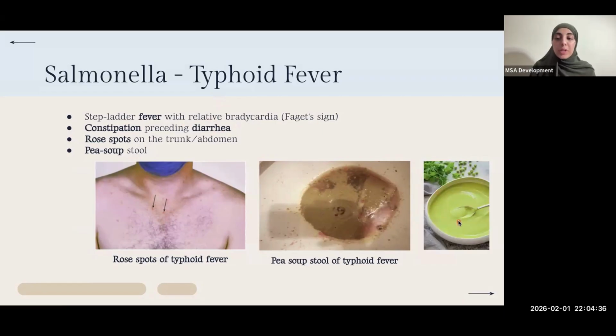And this is pea soup, in case anyone was wondering. I don't know if it looks like this stool. Sorry if you like pea soup. But yeah, at least remember this key description.